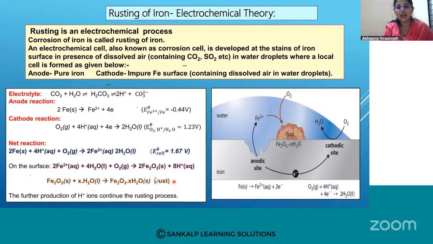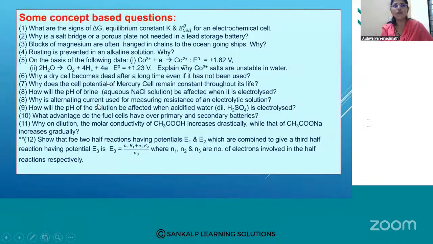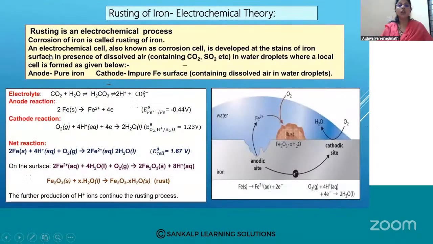This is my rust, the reddish brown powder called rust. Further production of ions continues the rusting process. So this is about rusting of iron. I hope the concepts are clear. So here let us take some numericals regarding E cell.